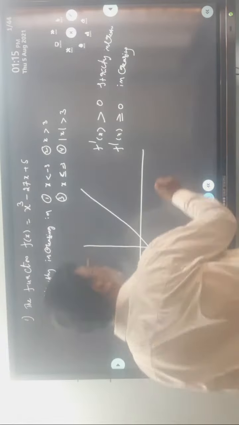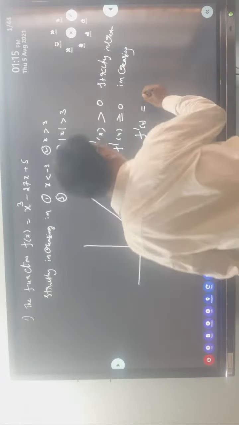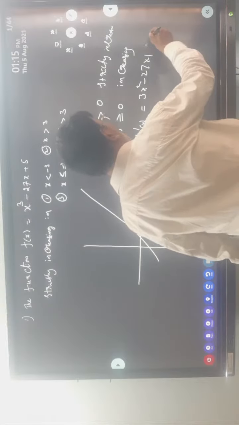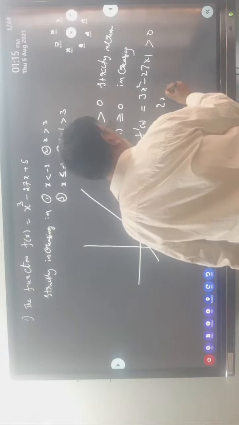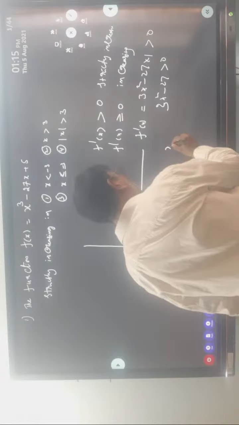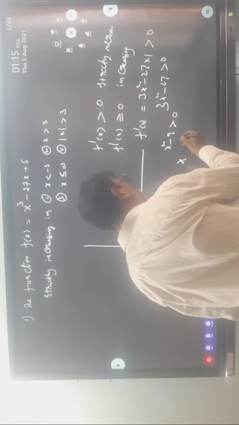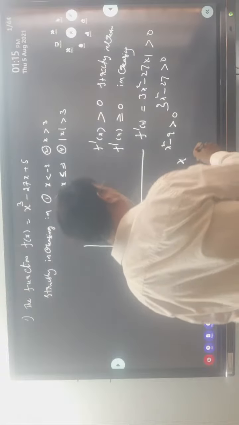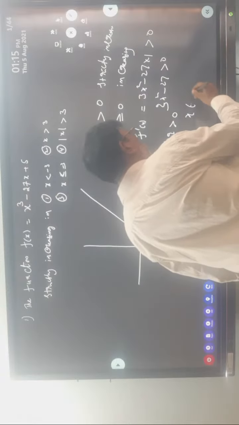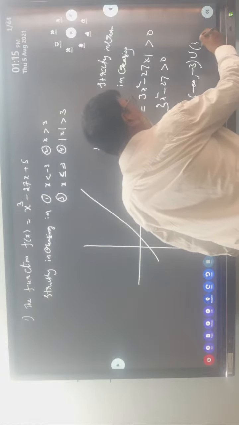In this one, we have to find out f dash x. What is f dash x? It is 3x square minus 27 into 1, and that is greater than 0. So 3x square minus 27 greater than 0, x square minus 9 greater than 0. So x plus 3 into x minus 3 greater than 0, that is mod x greater than 3, which means x belongs to minus infinity to minus 3 union 3 to infinity.